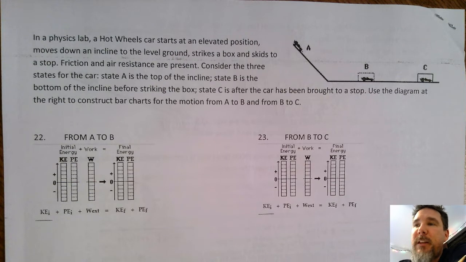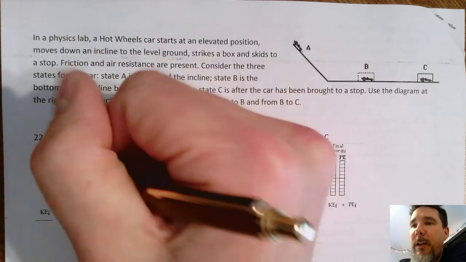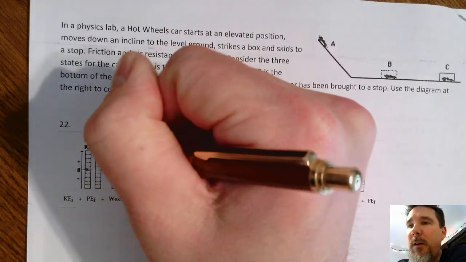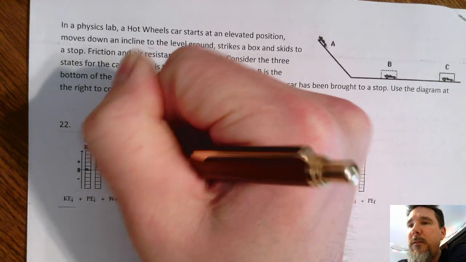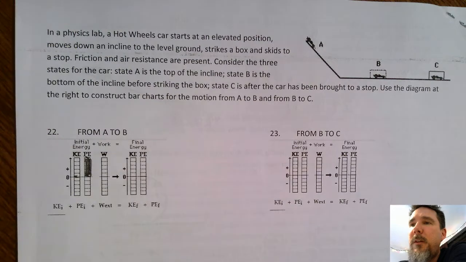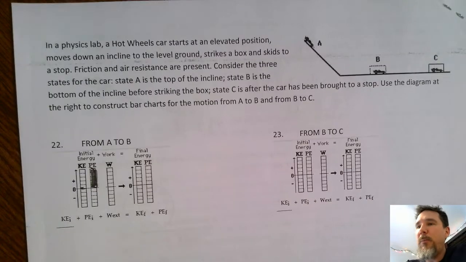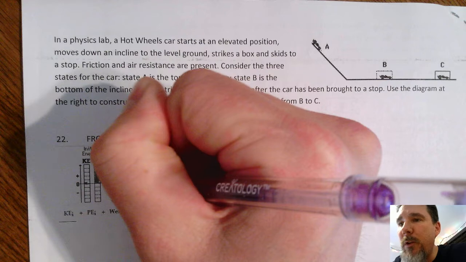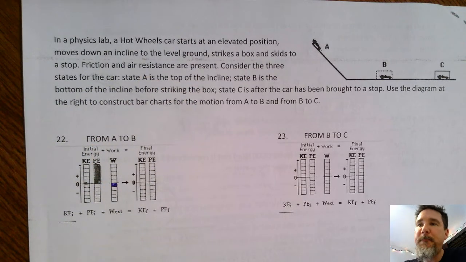From A to B, it starts out at the top, and it's not moving. So it's going to have zero kinetic energy, and it's going to be all potential energy, just like the ball being dropped. Friction is there, and so purple, friction, slowing the car down, doing negative work, taking energy out.